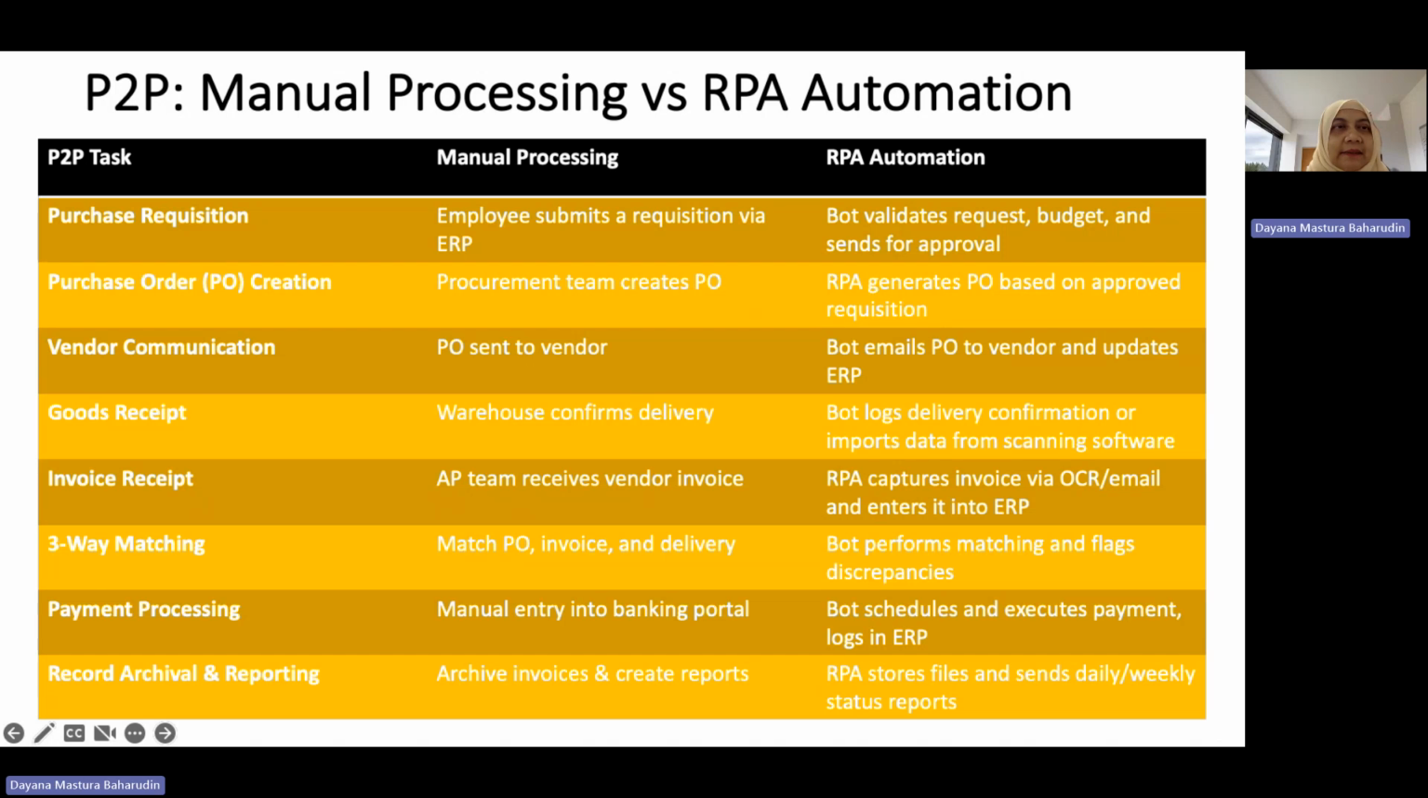Now let's have a look at the comparison between manual processing and RPA automation. Let's look at the first P2P task, purchase requisition. In manual processing, the employee submits a requisition via ERP. Compare that to automation: bots will validate requests and budget, and send for approval. The bots know how to do this because you have programmed that.